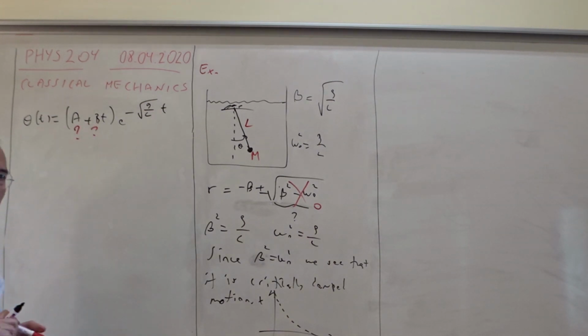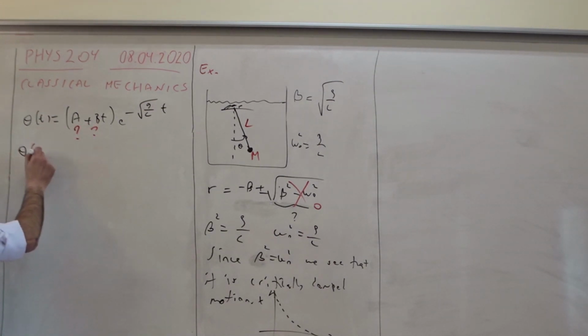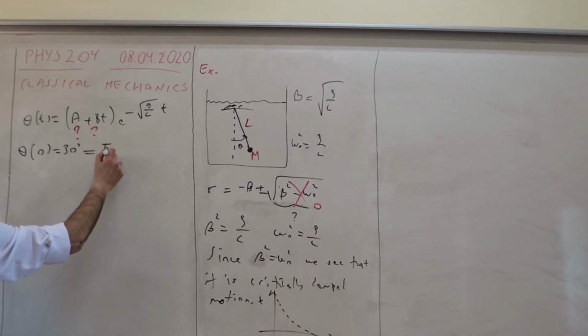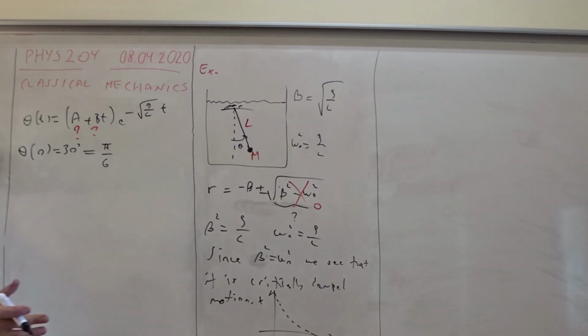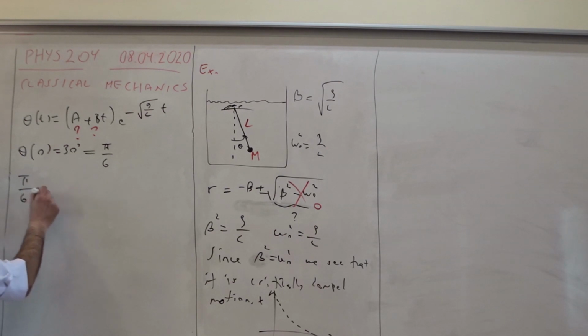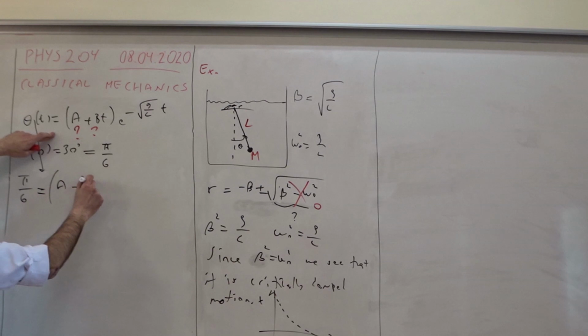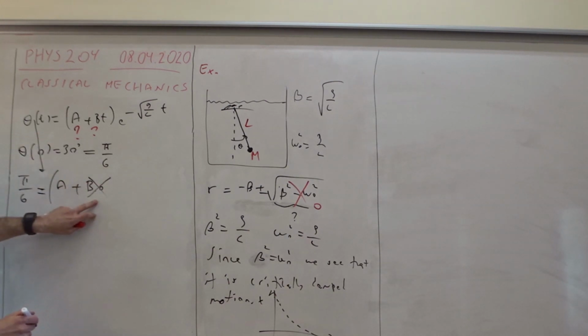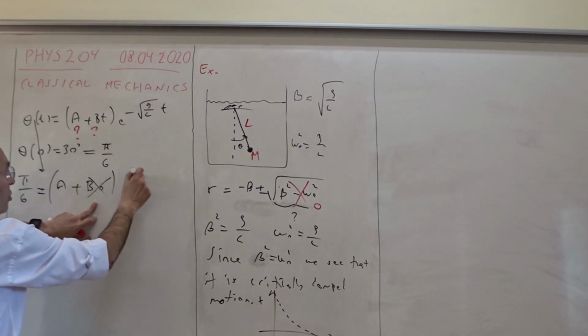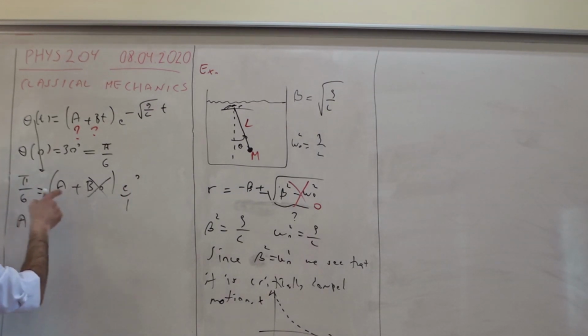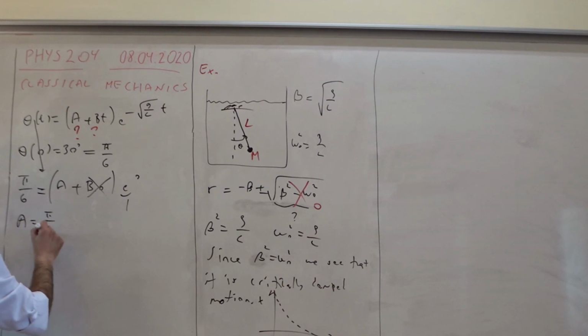However, we have two initial conditions. Theta of 0 is 30 degrees. Of course, we don't write 30 degrees. We write it as pi over 6 first of all. It has to be given in terms of radians. So pi over 6 will be, rewrite the equation, A is unknown, plus b times 0, so we don't have any information about b. E to the 0 is 1, so we understand that A, the first constant, should be pi over 6. This is found.